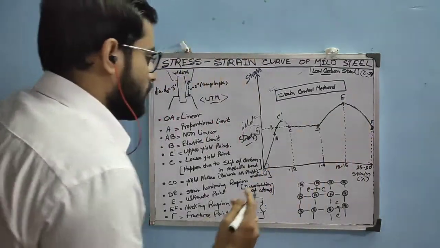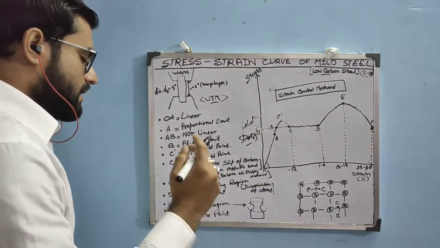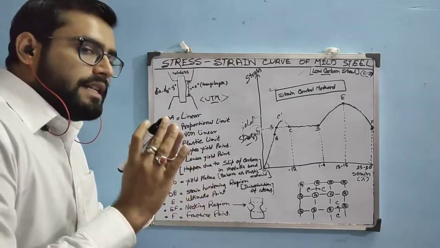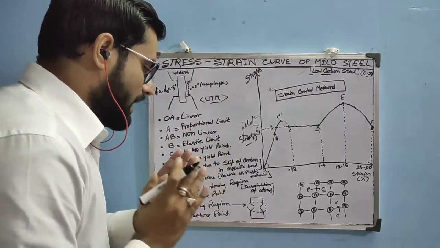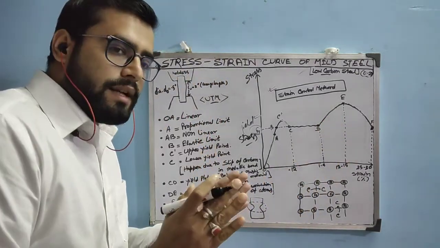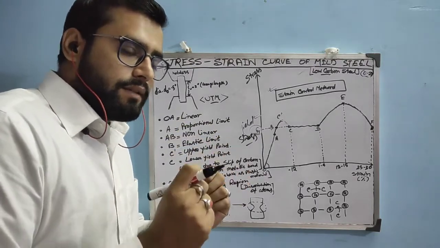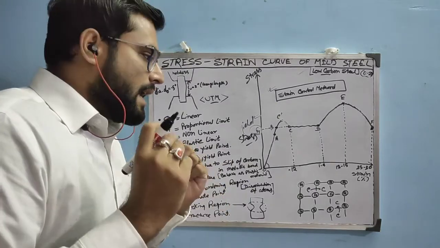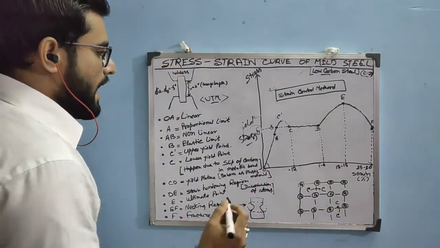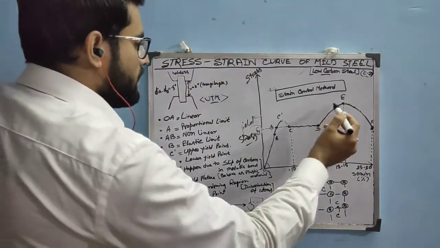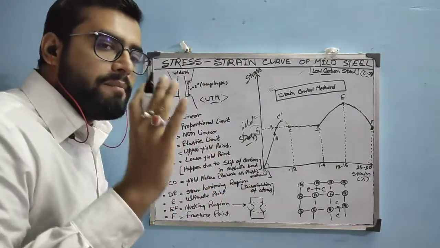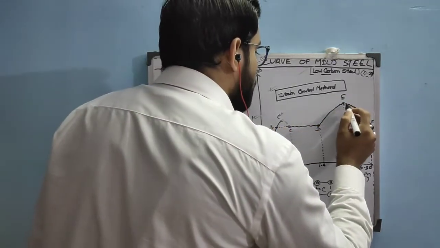After that we get the BE region. This region is called the strain hardening region. In this region, the atoms are disoriented. This means the carbon atoms and the iron atoms are totally disoriented, and the disoriented atoms are increasing the strength. Due to the increase in strength, stress is also increasing. And after that we get the ultimate point, that is called E. At this point, the value of stress is maximum.